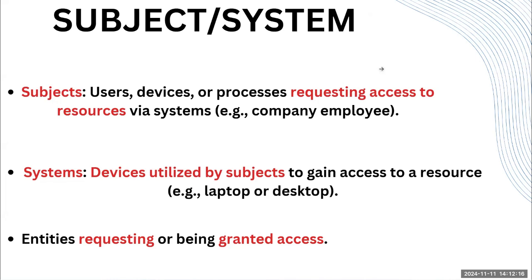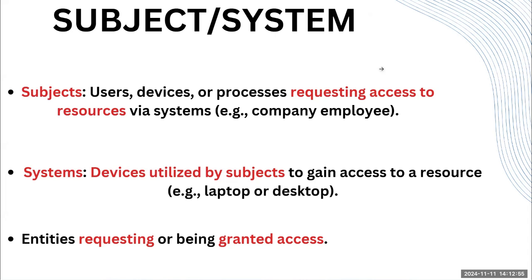When we say process, I mean like a certain service that is running on the computer or a certain application that's running, right? Because at the end of the day, these are broken down into smaller processes, right? So these subjects, whether user, device, or process, are trying to request access to our corporate resources via systems. Now, obviously, you guys know information systems. So the desktops, laptops, iPhones, whatever, right? Android. So these subjects will use these systems to gain access to corporate resources.